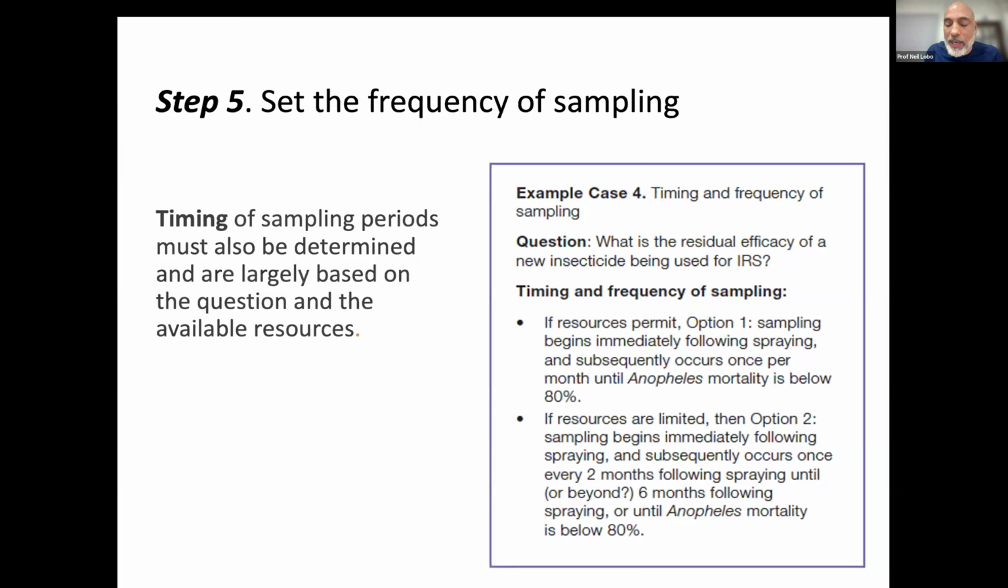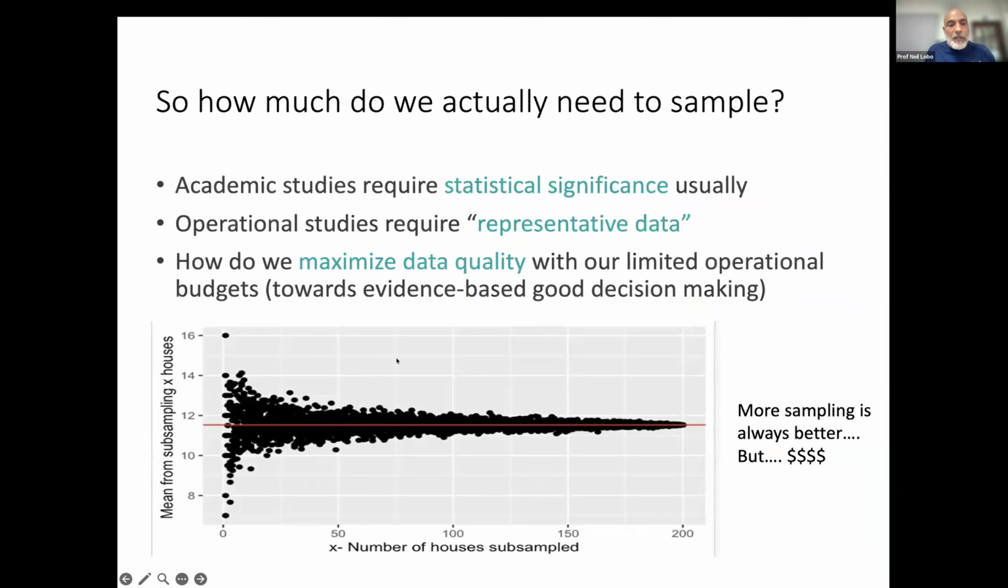Until mortality is below 80%. So based on your budget, you can actually figure out how often to go back, but still get the best data possible. So here is a slide on how much we actually need to sample.